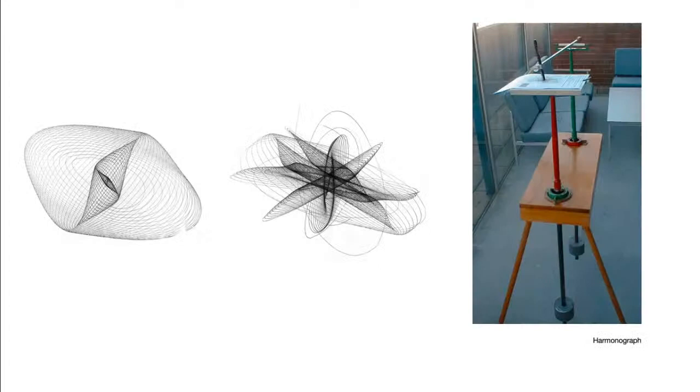This is the harmonograph on the right side. You see two pendula, which are swinging perpendicular to each other, and on top is a drawing instrument, like a pencil, which draws the movement directly on paper. And on the left, you see some of the outputs.